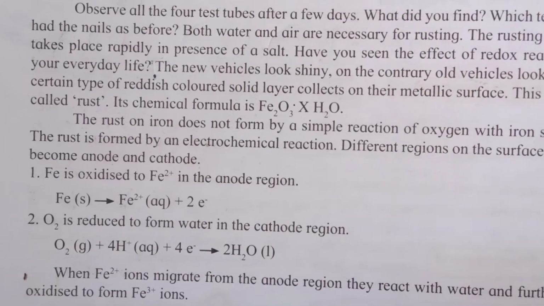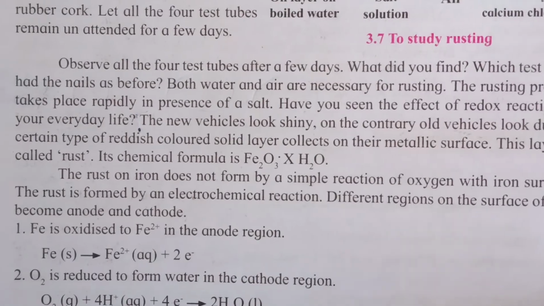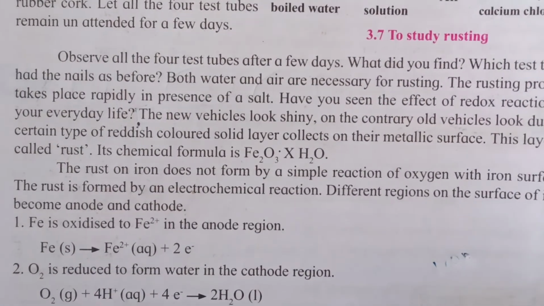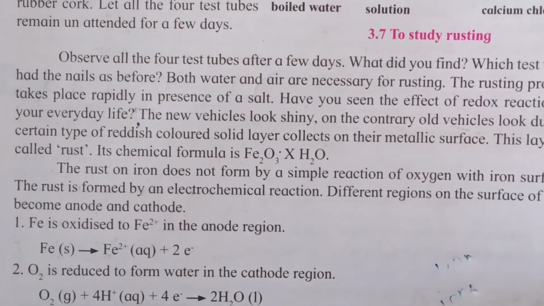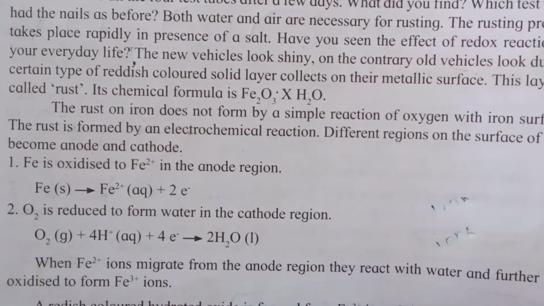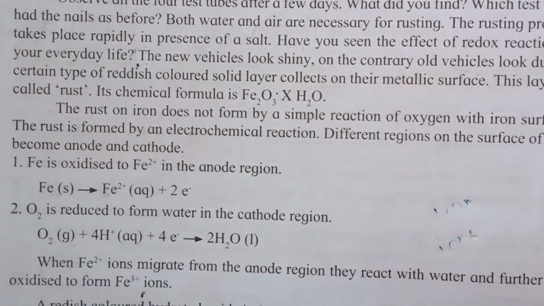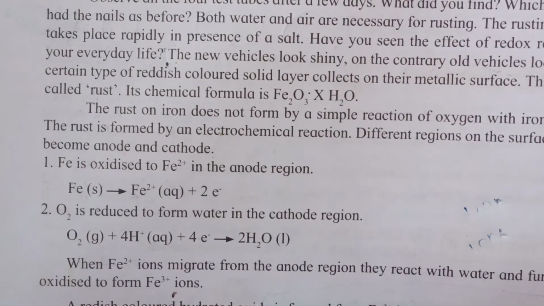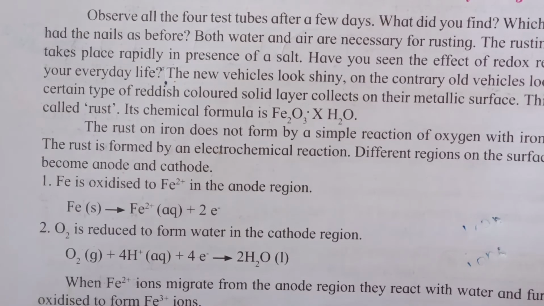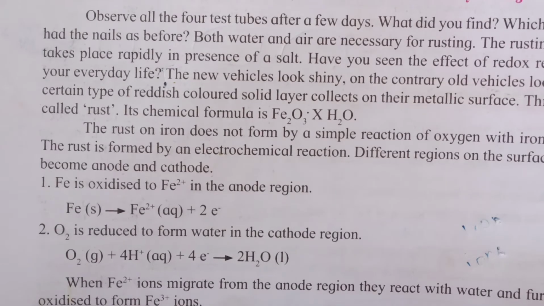Okay, so what I mean to say is when iron ions migrate from the anode region, they react with water and further get oxidized to form Fe3+ ions. Okay, so a reddish colored hydrated oxide is formed from Fe3+ ions. What is it called? It is called rust. It collects on the surface.